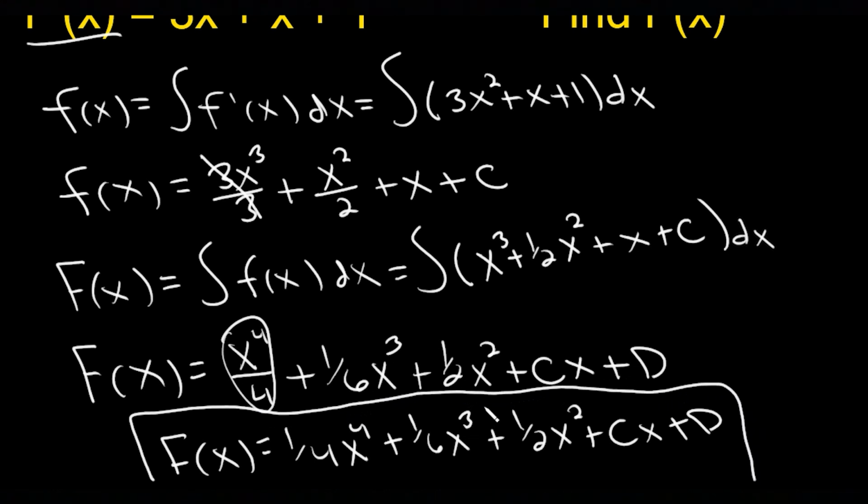Again, follow your progression. You went from f prime of x to f of x, and then finally to capital F of x, which would be the antiderivative of the original f of x. Okay? All right, let's try one more quick example and we'll be done.